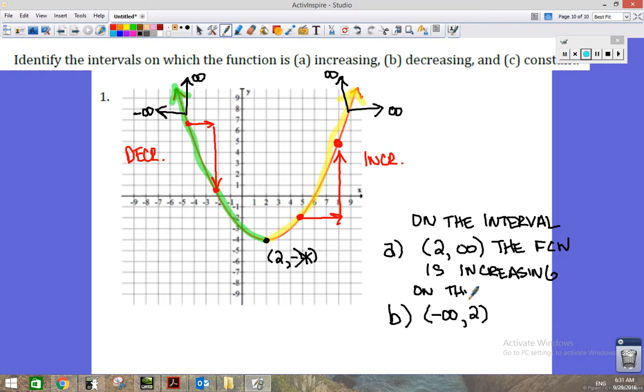So on the interval from negative infinity to positive 2, the function is decreasing.